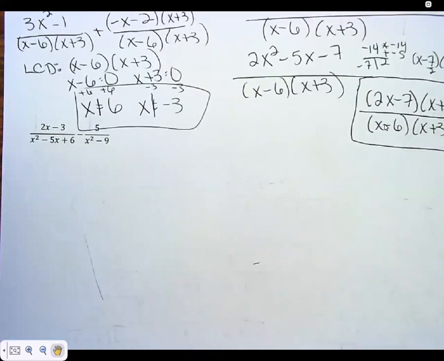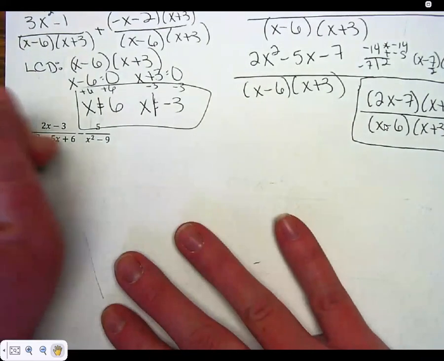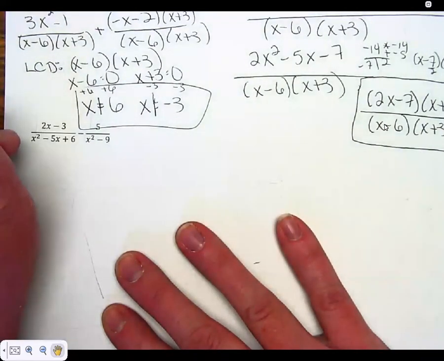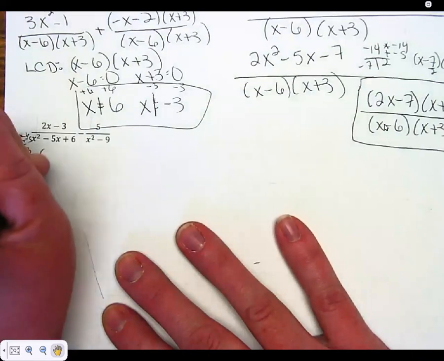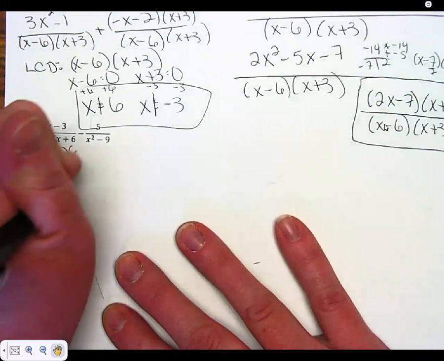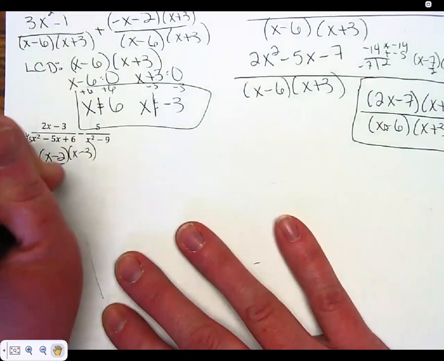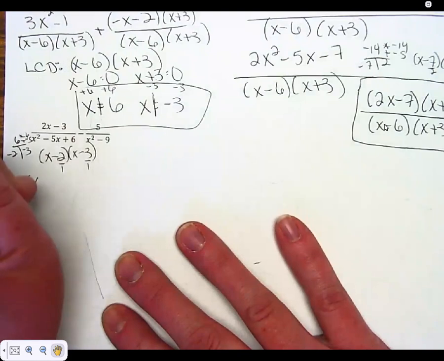Last one. All right, here all the bottoms factor, which is great. So you need to factor them all. So looking at this one, you get 6. You need two numbers that multiply to be 6 and add up to be negative 5, which is negative 2 and negative 3. So then you have x minus 2, x minus 3, divided by 1, which accomplishes nothing.